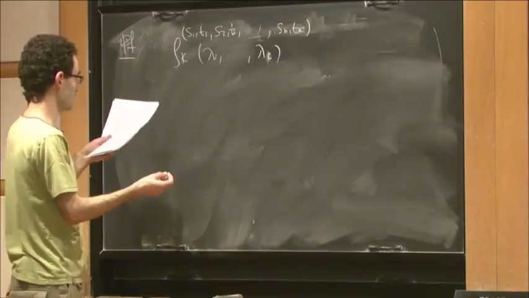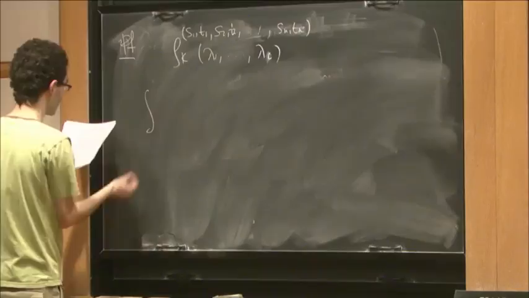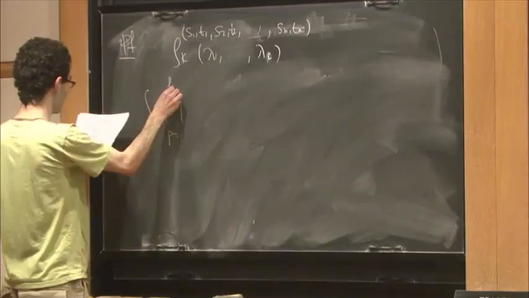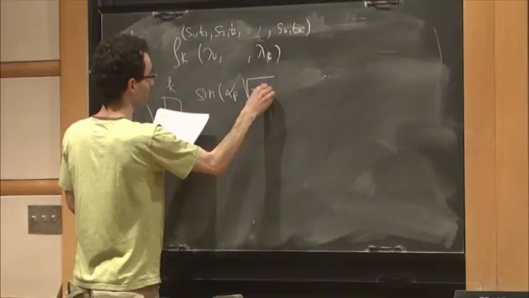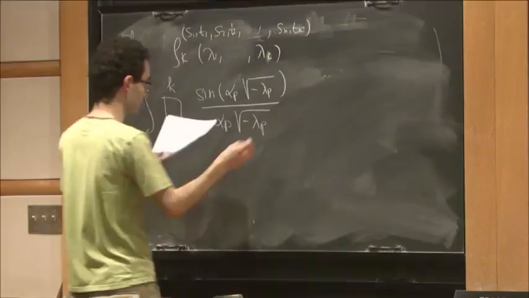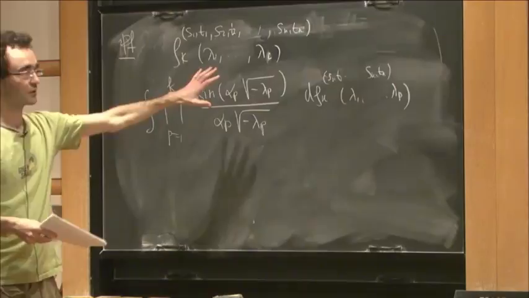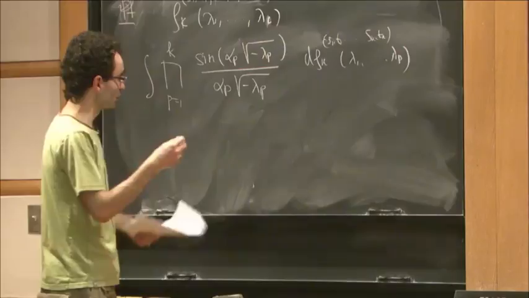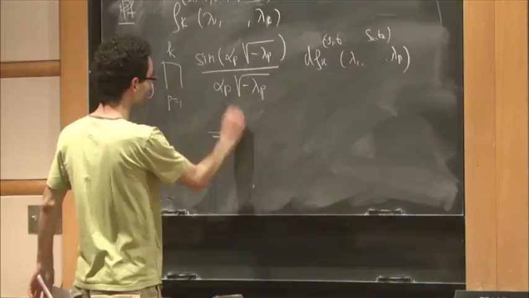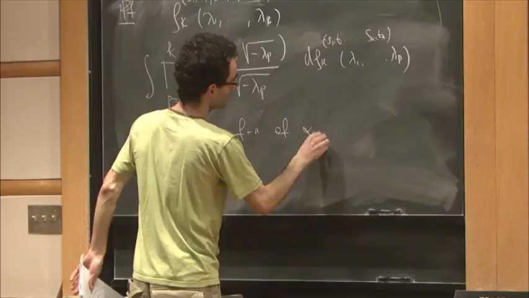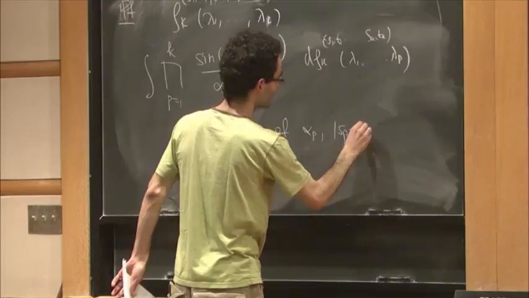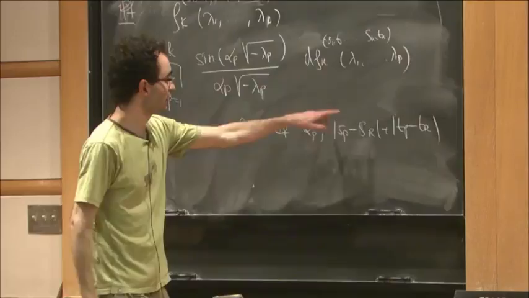What we want to compute, we'll give some kind of description of this, and more precisely what we'll compute is the integral of the product, as p goes from 1 to k, of sine of alpha p square root of minus lambda p divided by alpha p square root of minus lambda p, d rho k of S1 T1 up to Sk Tk of lambda 1 to lambda k. I will comment on this strange expression briefly. The main thing I want to say now is that this will obviously depend on alpha p, but also on SP minus SR plus TP minus TR. So in this expression, S and T's enter only in this combination.